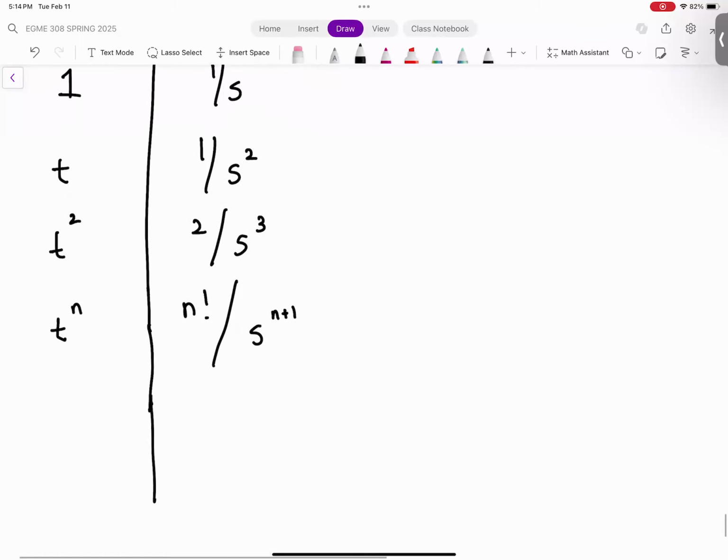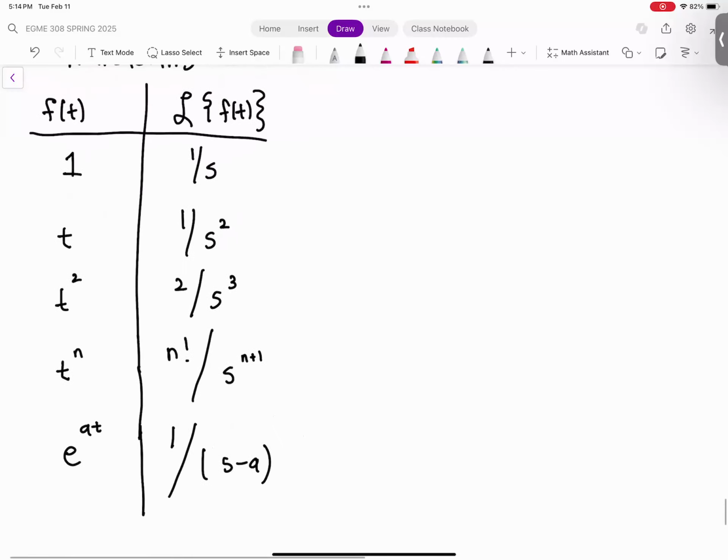Another important one to know that we just did, we have e to the at. The Laplace transform for this is 1 divided by s minus a. That's actually going to be a really important one that we're going to use a lot when we're solving ODEs. Okay, I'll give you a few more. I'll finish this table next time, just because we're running out of time today.